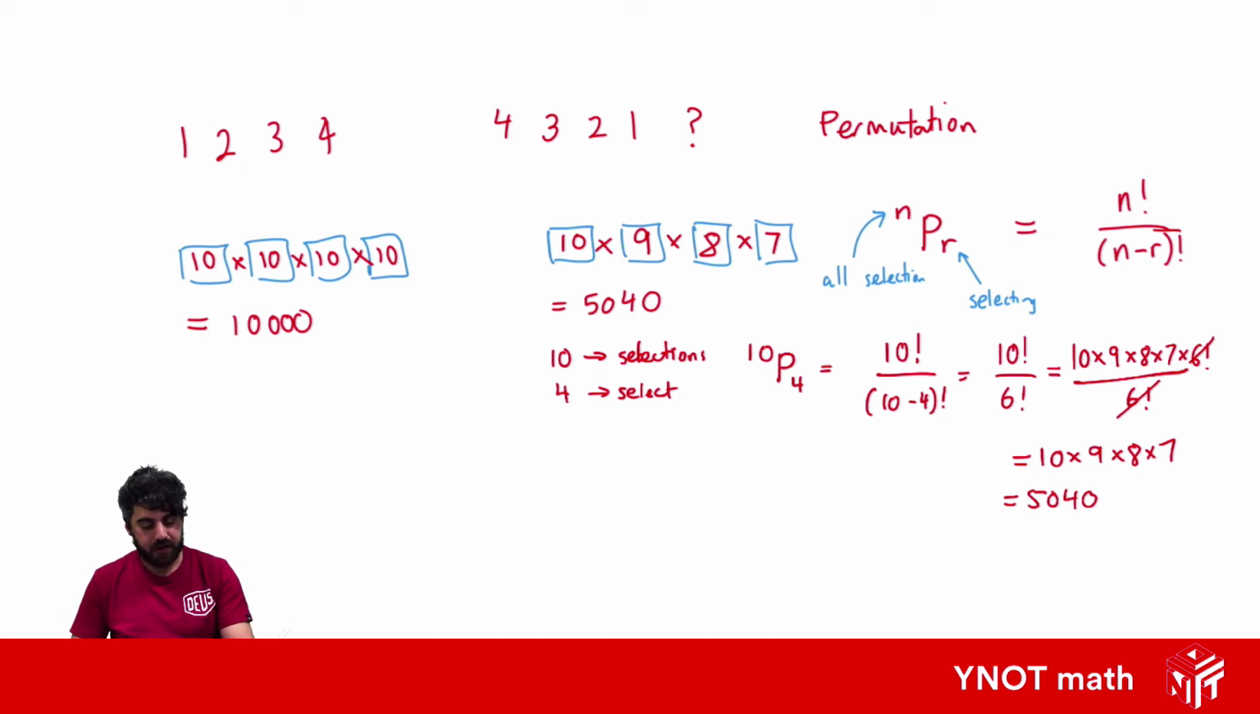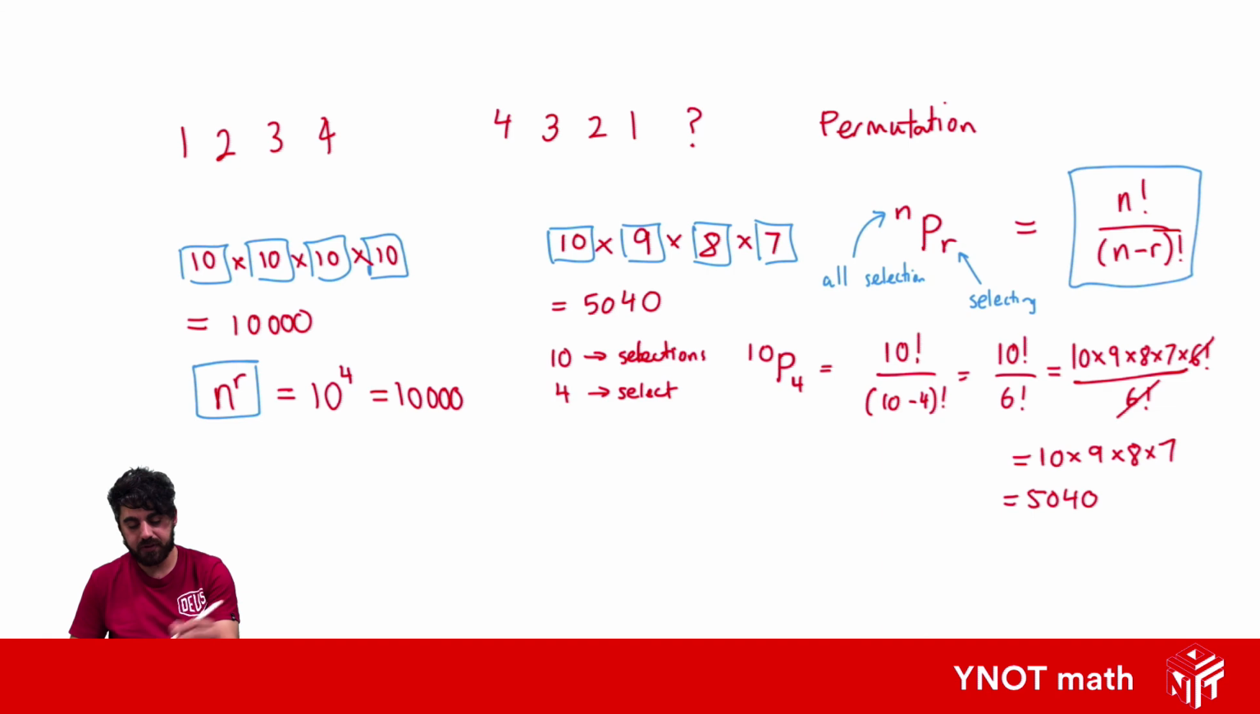If you're repeating items, like in our first example, it just becomes n to the power of r. And in this case, we had 10 things to select from, which we could repeat. And we wanted to do it 4 times, and 10 to the power of 4 is 10,000. So they're the 2 ways in which we can use our things when arrangements are important. So we have this, and we have this to use.